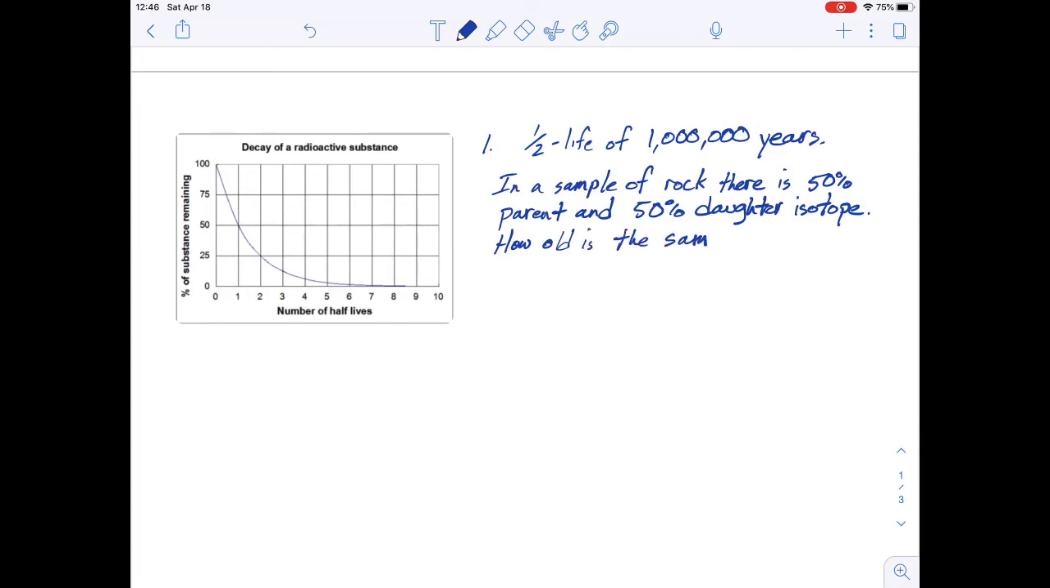How old is the sample? Well, if it's 50% of each, that means that we're right here. And how many half-lives have gone by? 1 half-life. And how long is 1 half-life? You guessed it, 1 million years. So the answer is a million years.